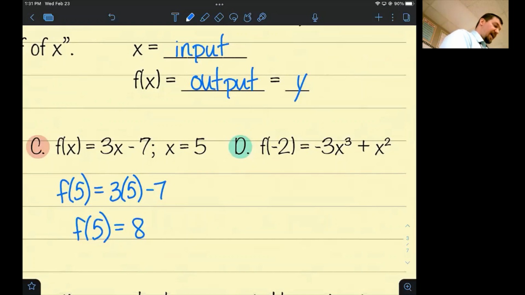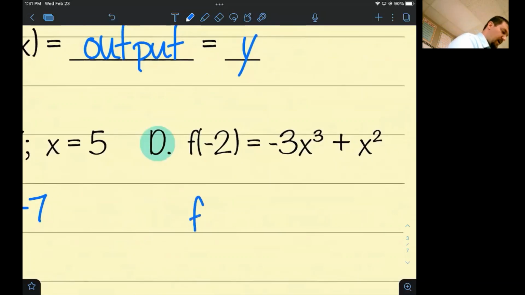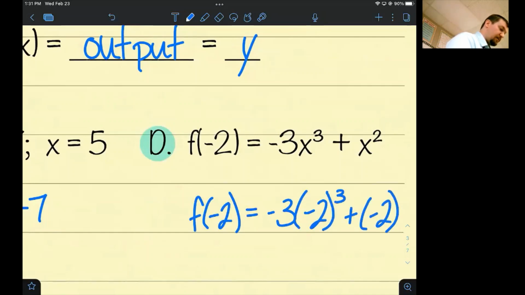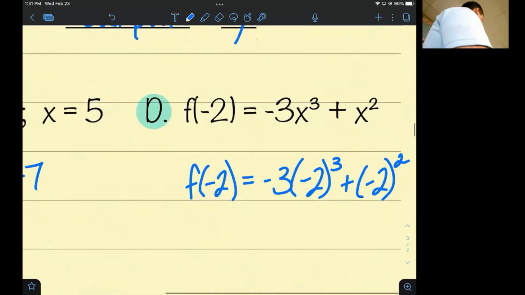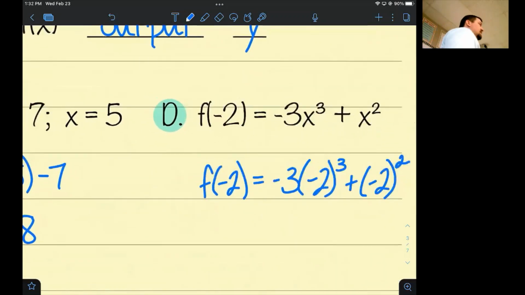This one, when I plug in -2, f of -2 is going to be -3 times -2 cubed plus -2 squared. This one kicks up the difficulty level a notch or 2. What's -2 cubed? You're thinking -2 times -2 times -2. Connor, thanks for volunteering. -2 times -2 times -2. -8, that is right.